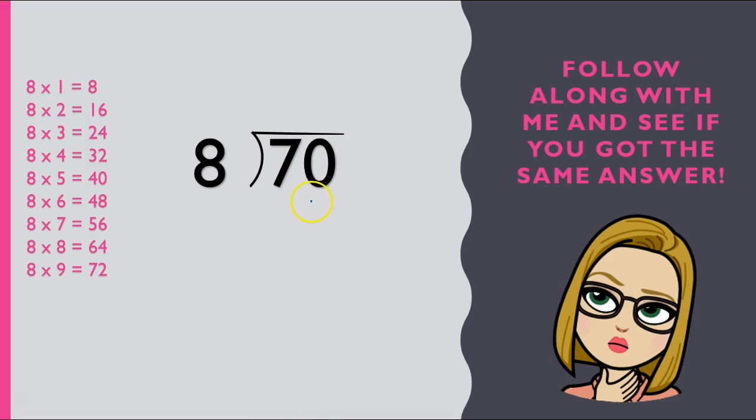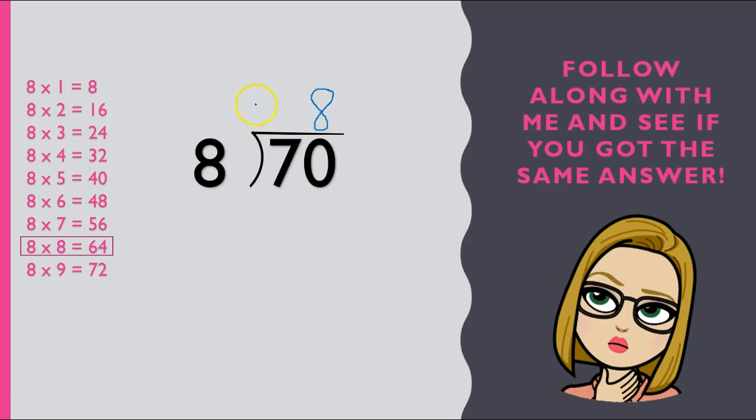Okay, so I'm going to look over here at my math facts. How close can I get to 70 without going over? So I'm just going to scan these, getting closer, oop, I went over. So I'm going to use this math fact. So I'm going to say 8 times 8. So I'm going to come over here and I'm going to write that. I'm not going to write it above the 7 because I'm dividing it into 70. So I'm going to write it above the 0.